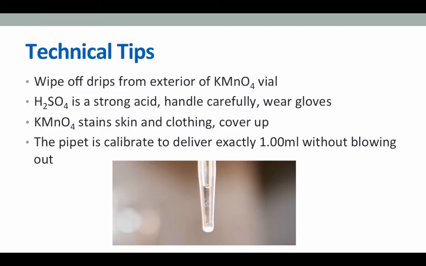This will be one of the first times that you're using a volumetric pipette in this class, and so your instructor will demonstrate how to use the bulb with the pipette. But remember that when you are adding your hydrogen peroxide to your Erlenmeyer flask, the pipette has already been calibrated to deliver exactly 1 milliliter with a little bit of liquid still remaining in the tip.